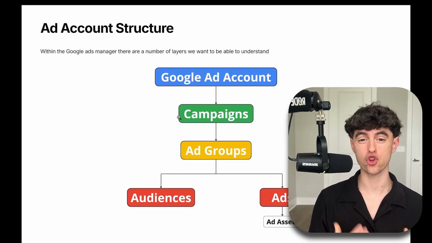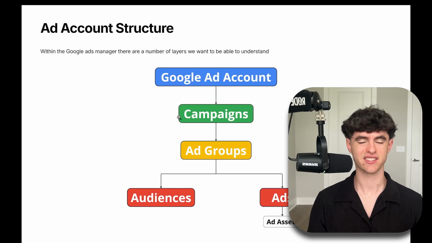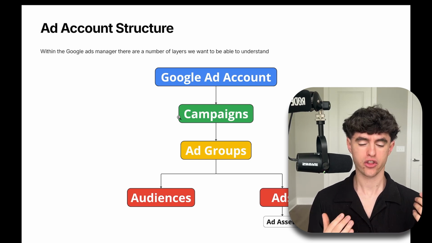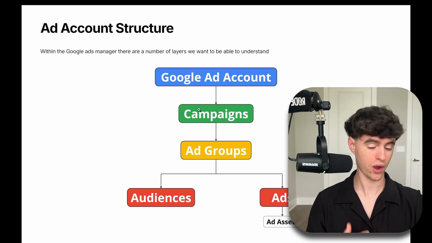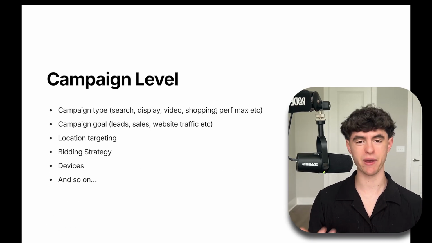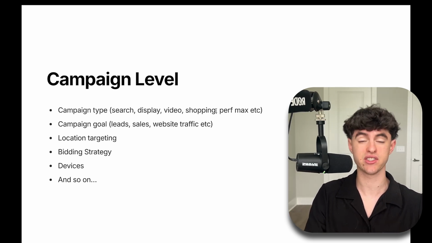But now we're gonna move on into the ad account. So within the Google Ads Manager, there are a couple of different layers that you have to understand. It's not just as simple as posting an ad on the ad account. There are different structures and layers to it. So at the top of the structure, we have the campaign level itself. This is basically where you can input your campaign type, your goal, location targeting, bidding strategy, devices, and so on.